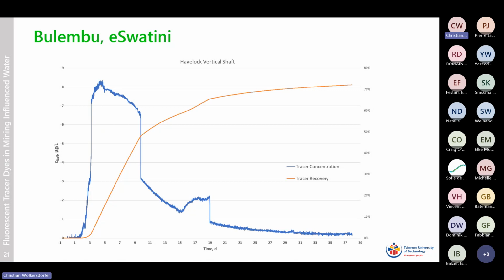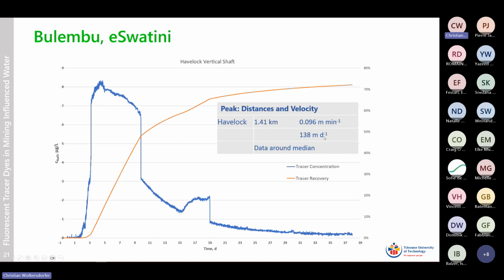So I thank you for your attention, and I want to finish. Oh, sorry, we have some data here. I apologize. So we had 138 meters per day or 10 centimeters per minute. And the data is usually using the median. The data is around the median of all the values that we measured so far in these 55 tests.